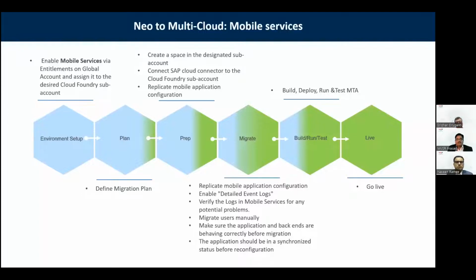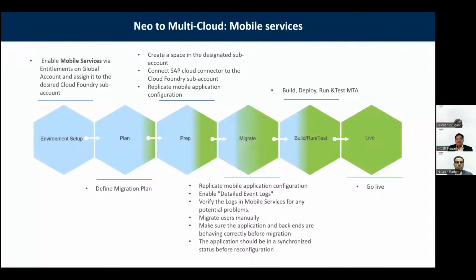And then we have to define the migration plan based on the dependencies, because when it comes to mobile, the backend also matters as part of the migration. The backend could be SAP or non-SAP, for example IBM Maximo or SAP. These are the backend scenarios where we need to consider how the backend communication can happen through cloud connector setups, and then replicating mobile application configurations, where we need to do manual work. There is no specific migration tool provided by SAP when it comes to mobile services.